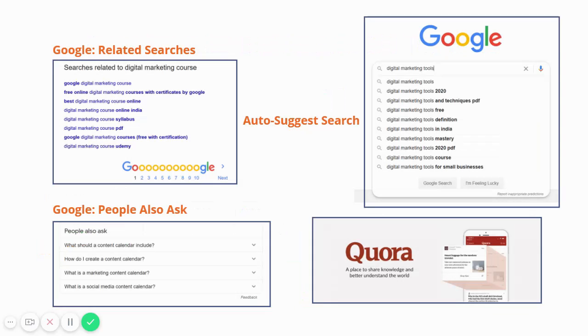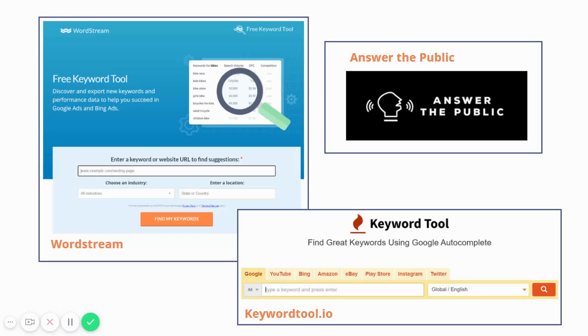You can also have a look at the related searches at the bottom of the search page, the auto suggest feature of Google, and the people also ask card that shows up to get content ideas. Quora and other discussion forums are really helpful to understand what kind of conversations people are engaging in, what other type of questions they're asking, and what problems they have. This helps you create content which solves their problem and join in on their conversation. WordStream, KeywordTool.io, and Answer the Public are also some really nice tools that you can check out.